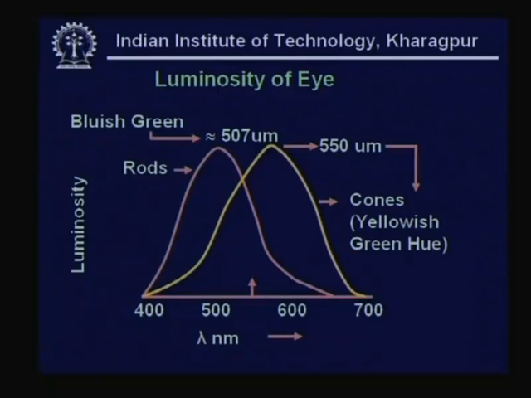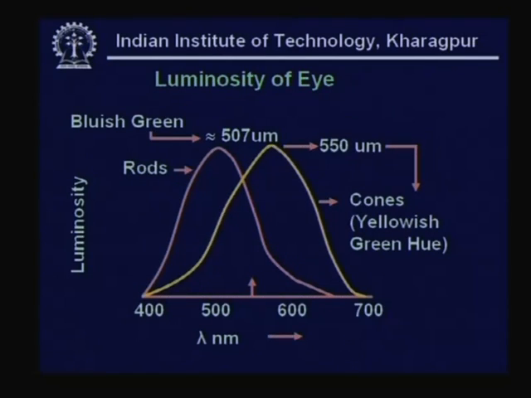Rod vision is when you are trying to see distant objects, or in dim light, when the pupil is very wide open. That is when, in the bluish green zone, you have the maximum luminosity. As against this, it is around 507 nanometers. On the other hand, the cone cells have a maximum around 550 nanometers.